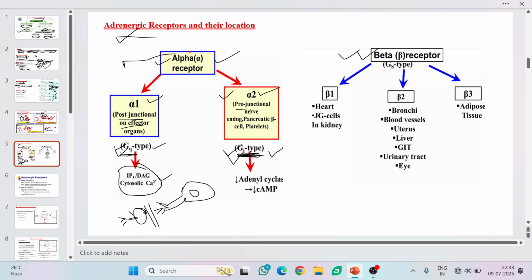So the location of alpha 2 is where? Pre-junctional nerve. Again, this is pre-junctional. So this is the pre-junctional nerve, pancreatic beta cell, platelet, so mainly towards the secretory glands of the body. It mainly works by the adenyl cyclase pathway. Again, this is a type of pathway.